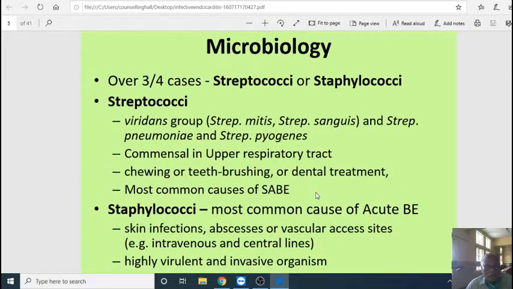So the microbiology: in over three quarters of cases of infective endocarditis, the cause is streptococci or staphylococci. The streptococci include the viridans group: Streptococcus mitis, Streptococcus sanguis, Streptococcus pneumoniae, and Streptococcus pyogenes. These are commensals in the upper respiratory tract. Chewing, teeth brushing, dental treatment, or a patient with gingivitis who brushes vigorously can lead to bleeding, through which bacteria gain entry into the body and result in subacute bacterial endocarditis.